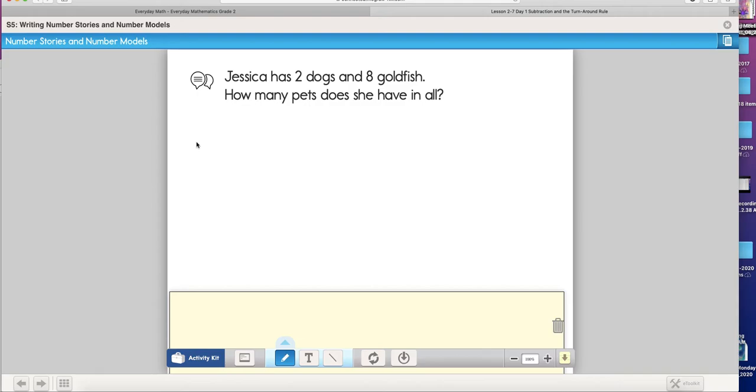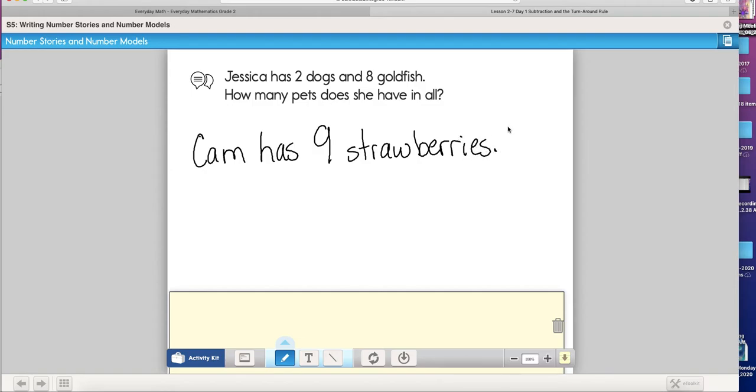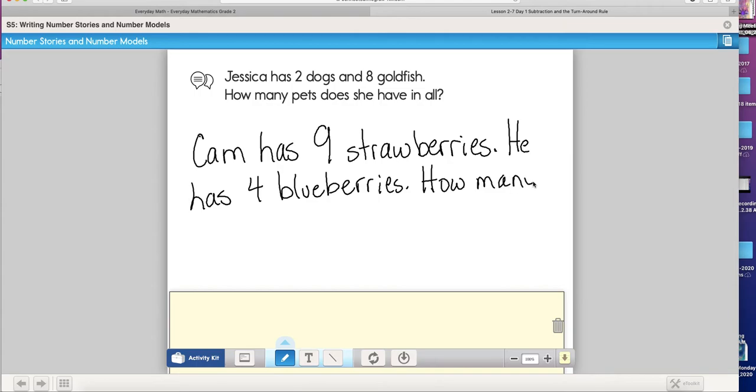Okay. Let's say Cam has 9 strawberries. Oh, I love strawberries. He has 4 blueberries. How many berries does Cam have in all?